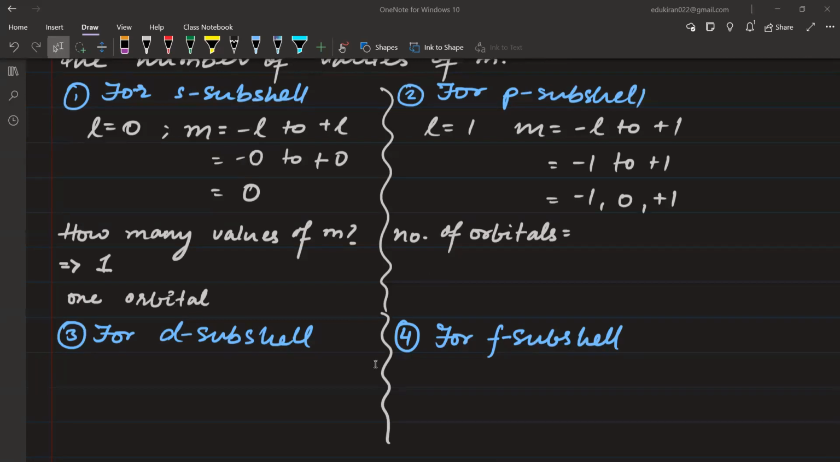Yes, Nabiha, very good for the D subshell, correct. Martin, recheck your answer. It's not right. And now it is correct, Martin. Very good. Now it is correct.